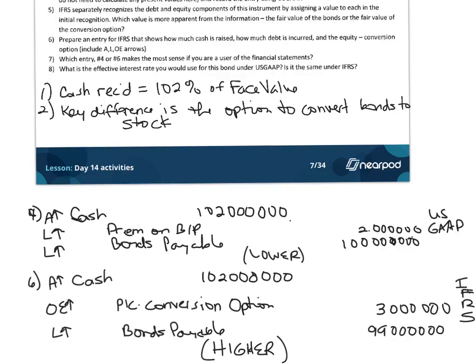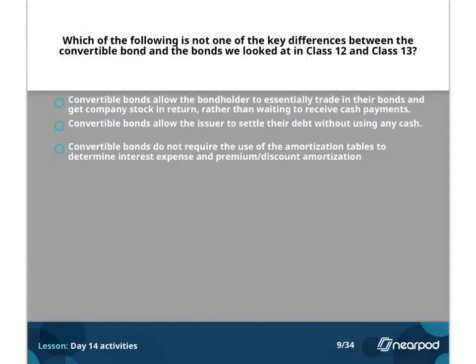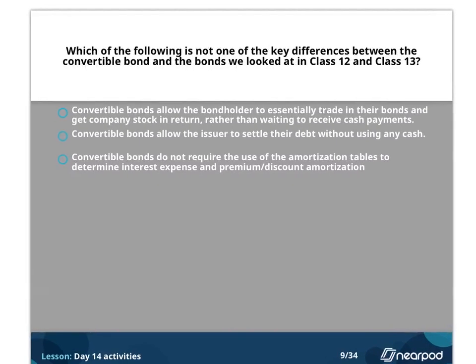Well, I'm going to leave you to do that. If you need to look back at how you calculate that, you can look back at the steps from the first activity because it's the same way using your calculator. All right. Which of the following is not one of the key differences between the bonds? Okay, so we're looking for what is not true.